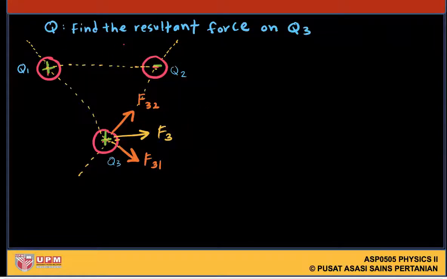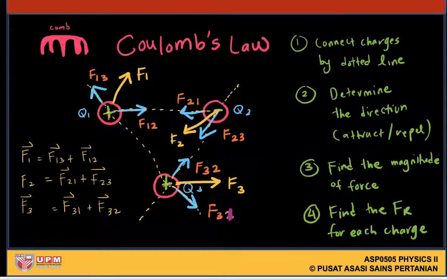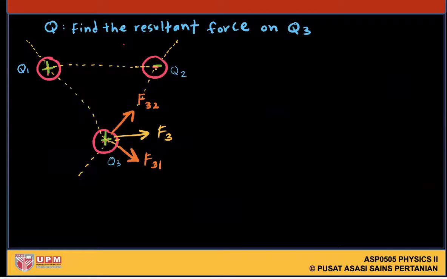Next step is, what is it? I forgot already. Let's see the slide. Determine the direction. We've done that. Find the magnitude of the force. Okay. So the magnitude of the force is F. So F3 vector is, oh, sorry, let me just write the equation first. So F3 vector is equal to F32 vector plus F31 vector, and I want to know what is the magnitude for F32 and the magnitude for F31.